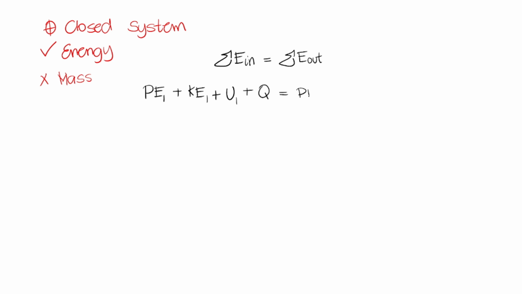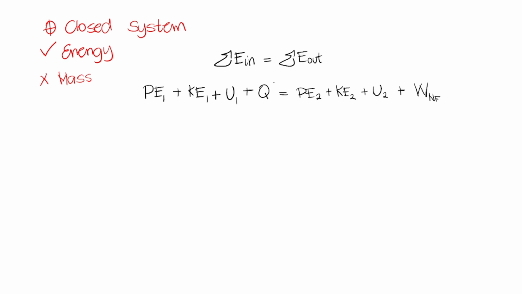So we have here potential energy sub 2, final state, plus kinetic energy sub 2, internal energy sub 2, plus, since we've applied heat in our system, it must produce work. But since it's a closed system, we will classify this as non-flow work kasi walang pumasok na mass, only energy. So we have here non-flow work. So yan, that summarizes the first law of thermodynamics for a closed system.